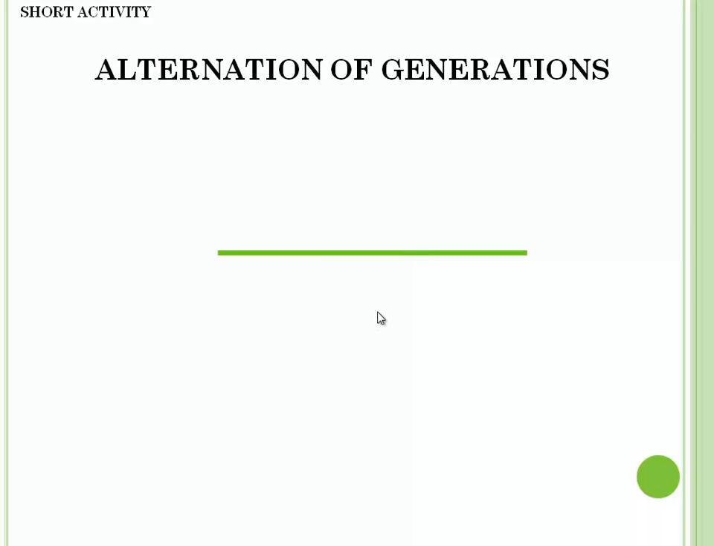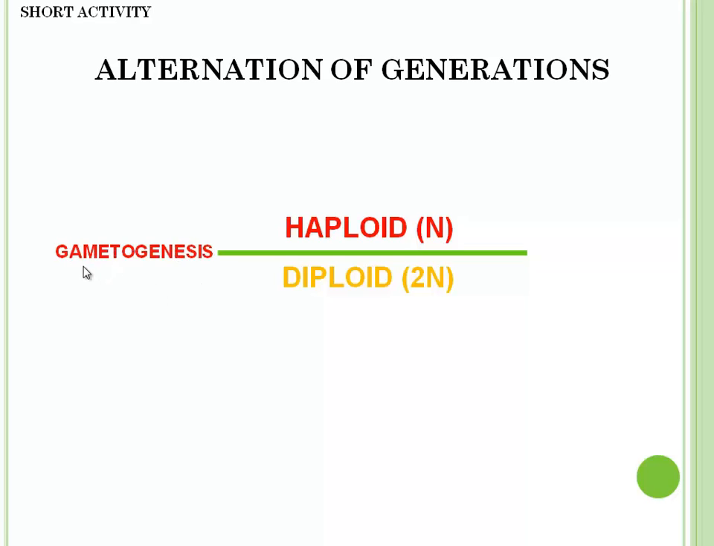First, draw a line. This will separate our haploid and diploid phases in the life cycle. In here, you write haploid, and of course N. On the other side, you write diploid and 2N. So we have the representation of these two phases. On the left side, you write gametogenesis, while here on the right side, you write fertilization. We have to set this out first before we continue with the concept mapping.